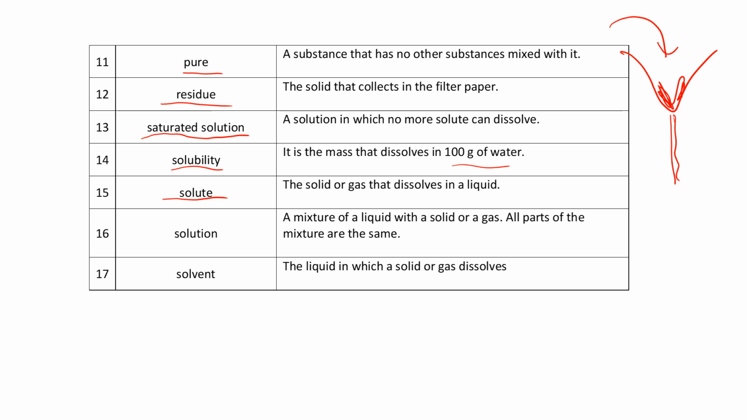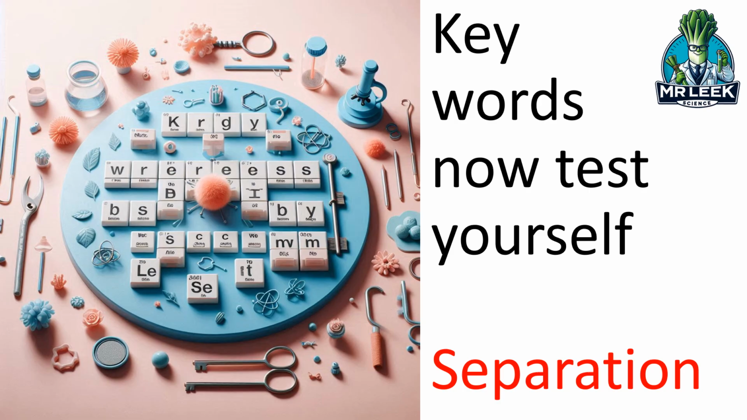A mixture of a liquid with a gas or solid, where all parts of the mixture are the same. So that is then where you've got your solute and your solvent, makes a solution. The liquid in which a solid or gas dissolves. So I've got my cup of coffee, right, there's my cup of coffee. Solute is the coffee, solution is the whole thing, solvent is my water.